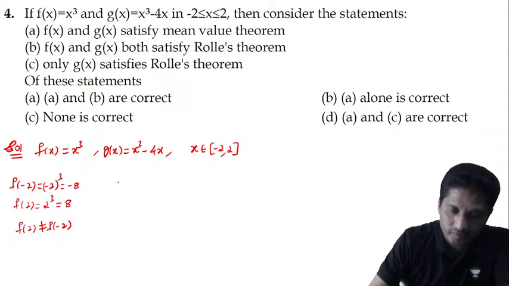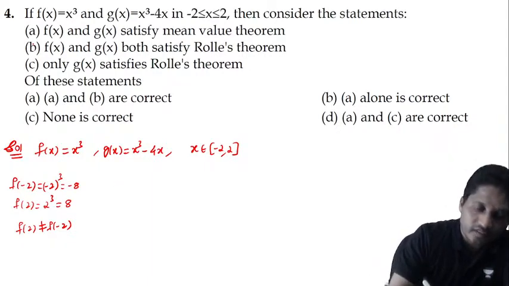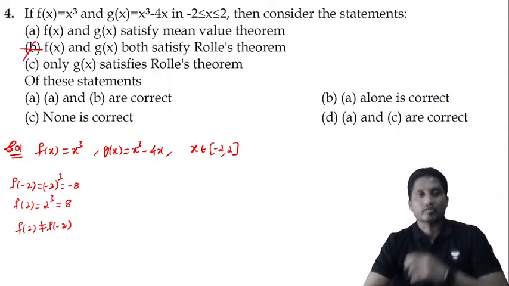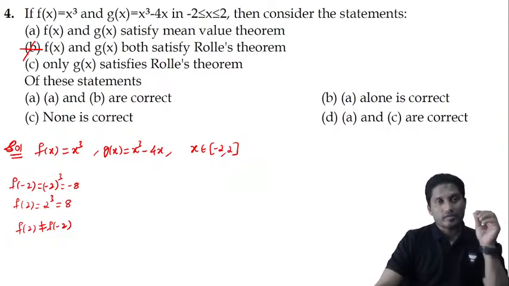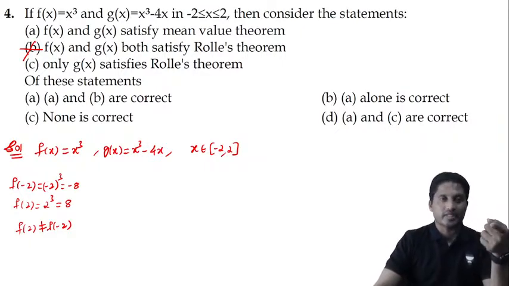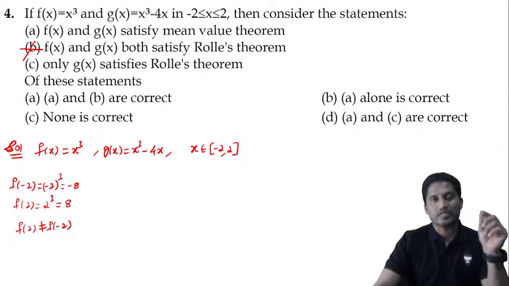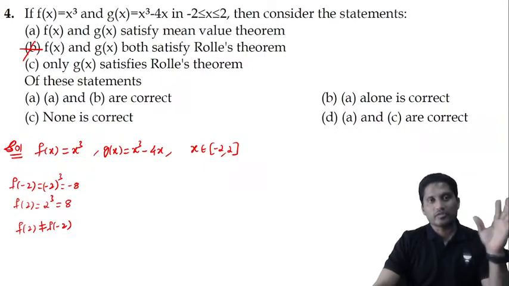So this is ruled out. For f of x, Rolle's theorem is not applicable, so f of x is ruled out. It's given in the question that f of x and g of x both satisfy Rolle's theorem. So option B should be false.